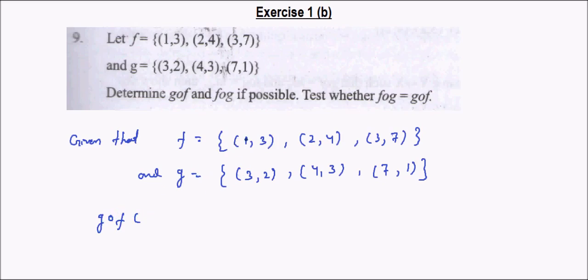So first, take the domain of f. g∘f of 1 is equal to g of f of 1, which is g of 3, because the image of 1 under function f is 3. The image of 3 under function g is 2, so g of 3 is equal to 2.